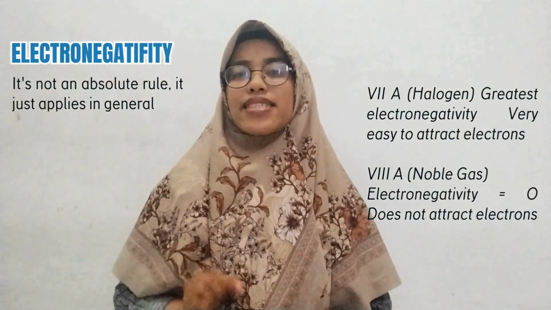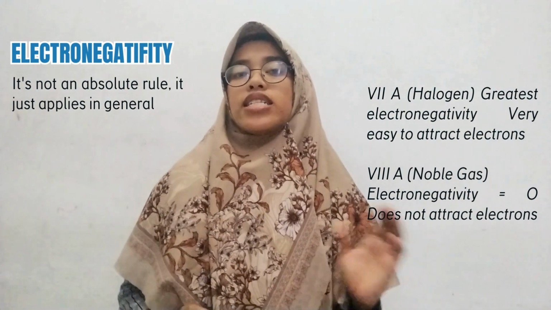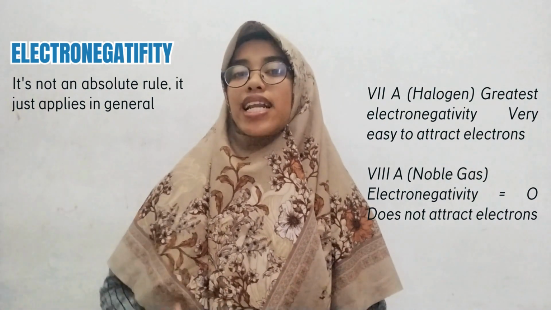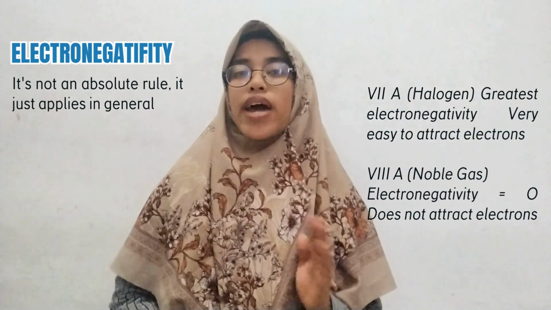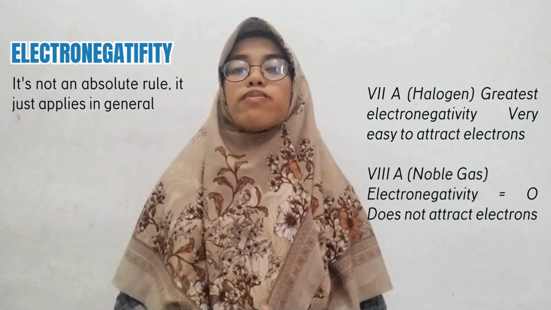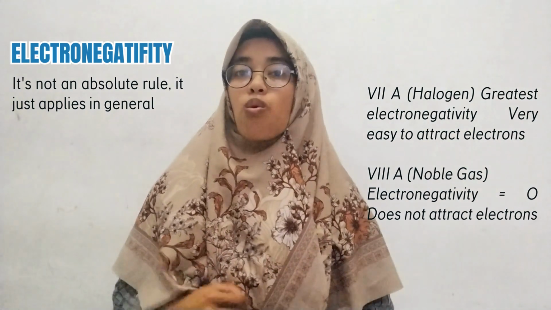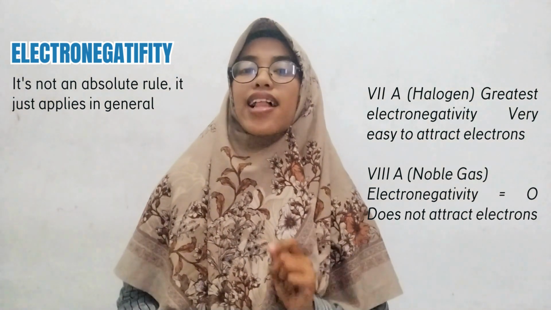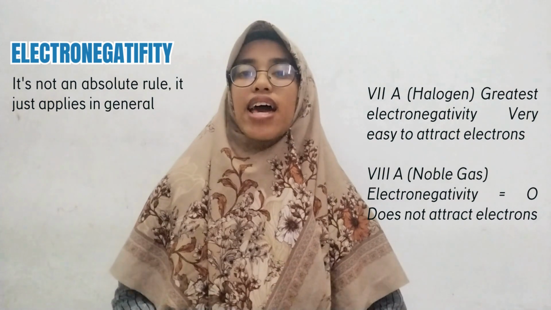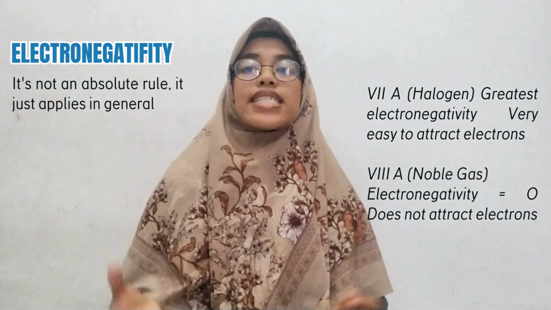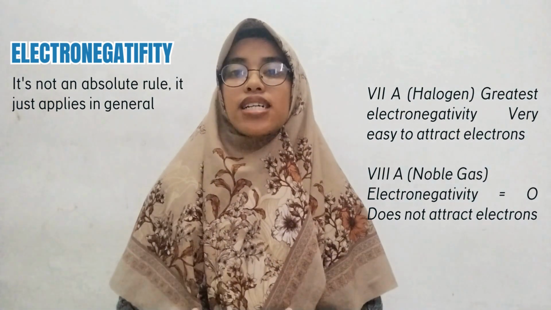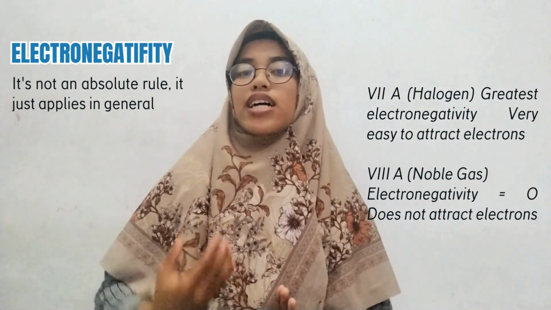The same as electron affinity, the elements that are most electronegative, or attract electrons the most, are group 7A elements, or halogens. While group 8A elements, because their electron configuration is stable, do not have electron-withdrawing properties.